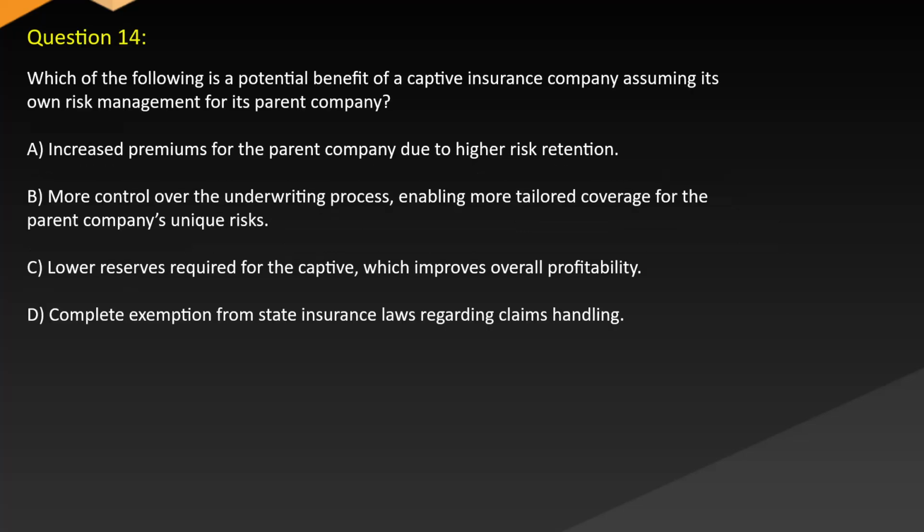Question 14. Which of the following is a potential benefit of a captive insurance company assuming its own risk management for its parent company? A. Increased premiums for the parent company due to higher risk retention. B. More control over the underwriting process, enabling more tailored coverage for the parent company's unique risks. C. Low reserves required for the captive, which improves overall profitability. D. Complete exemption from state insurance laws regarding claims handling.